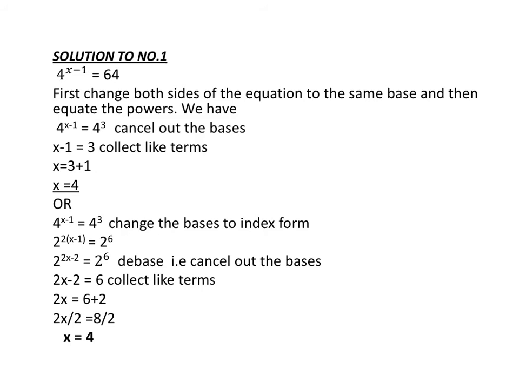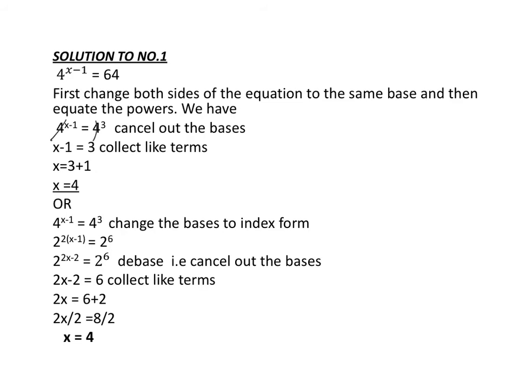Solution to number 1. 4 raised to power x minus 1 is equal to 64. First, you change both sides of the equation to the same base and then equate the powers. We have 4 raised to power x minus 1 is equal to 4 raised to power 3. 64 is equal to 4 times 4 times 4, and that is 4 raised to power 3. So now you cancel out the bases.